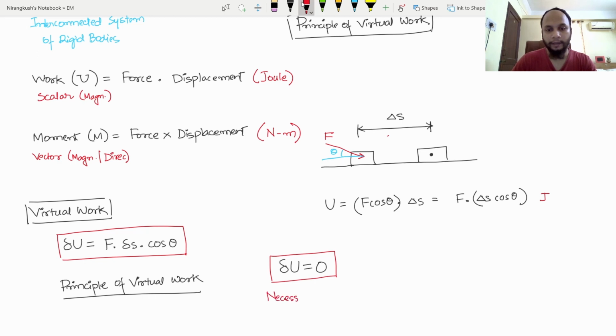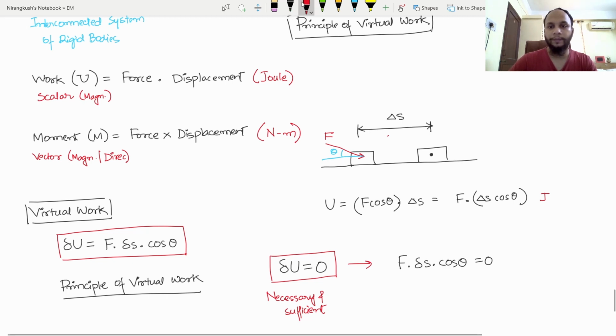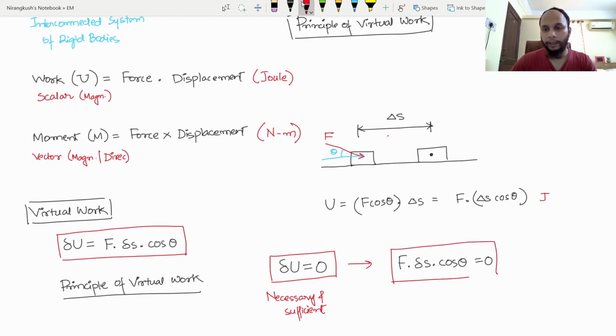Necessary and sufficient condition to find equilibrium of an interconnected system of rigid bodies, or basically this means F del s cos theta is equal to 0. So by applying this condition for an interconnected system of rigid bodies, you can find the equilibrium.